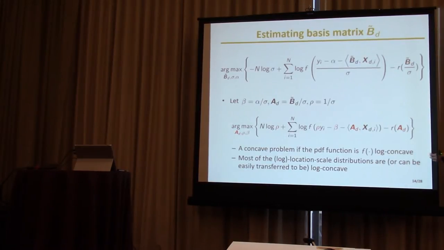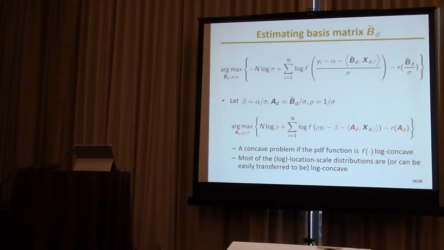Fortunately, for most location-skew distributions, the PDFs are log concave. And even if they are not, they can be transformed to be log concave. For example, the Weibull is not log concave, but if we take the logarithm of the TTF, it becomes an SEV distribution, which is log concave. This means that we can solve this problem using many existing methodologies like block coordinate descent.